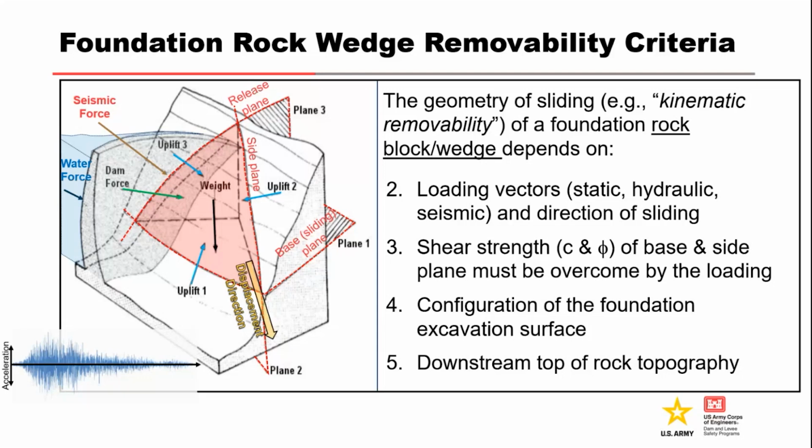The configuration of the foundation must be considered. And so deeper socketed foundations result in significantly larger wedges and larger resistance. Shallowly socketed foundations can form smaller wedges with less resistance. And then the configuration of the downstream topography must be considered. So a ridge downstream forces the wedge to be larger and have more resistance, or a drainage swale downstream will cause a smaller wedge with less resistance.